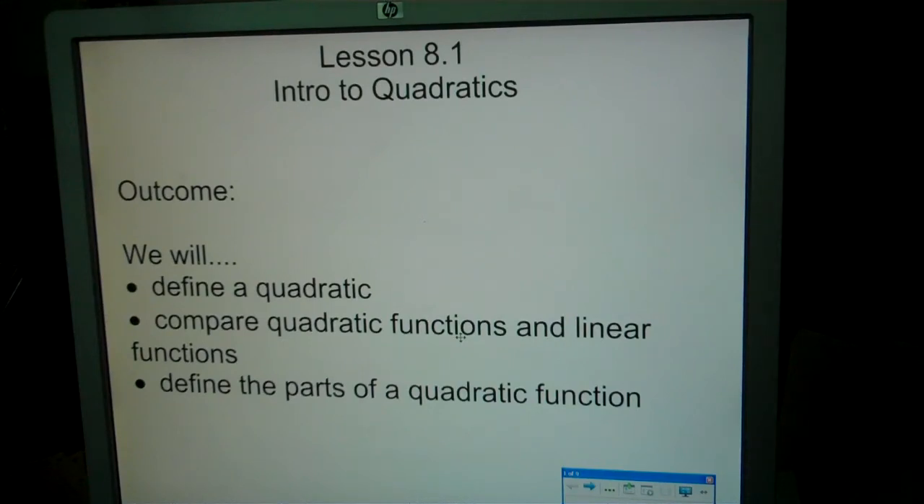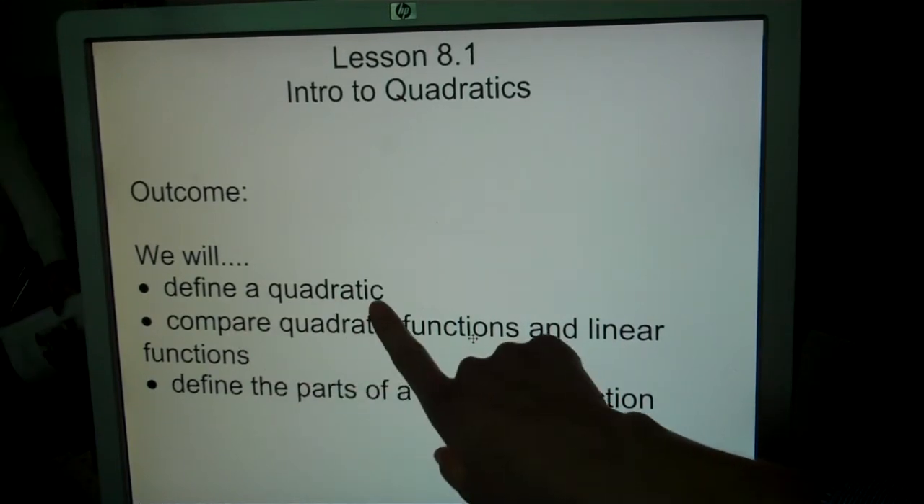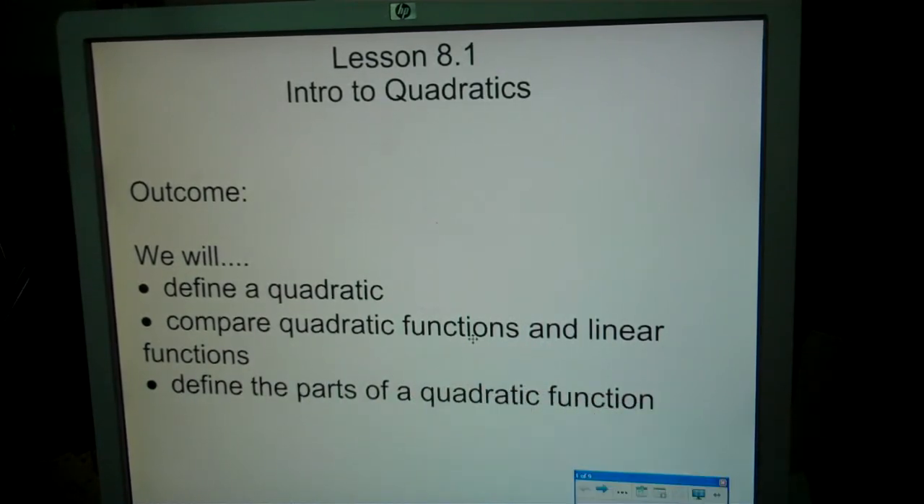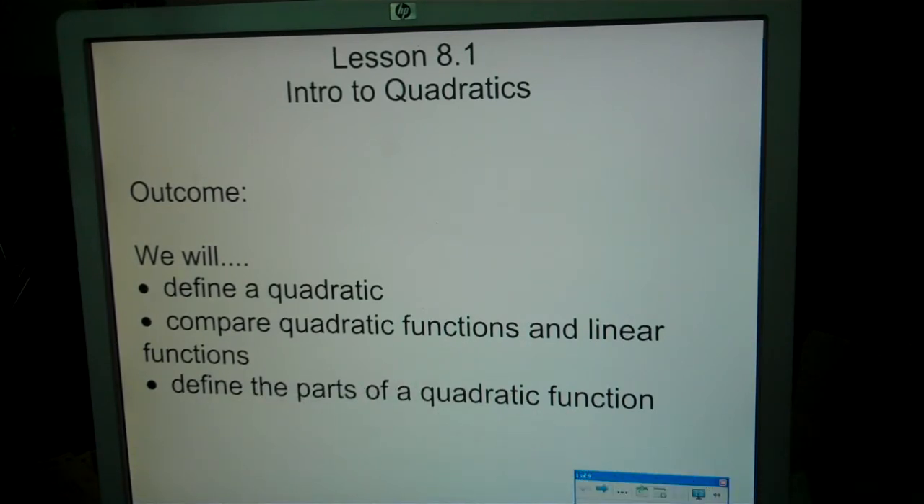Lesson 8.1. This is going to be our introduction to quadratics. Our outcome today is going to be to define what a quadratic is. We're going to compare quadratic functions with linear functions, and we are going to define the parts of a quadratic function. Okay, please make sure that you take good notes.